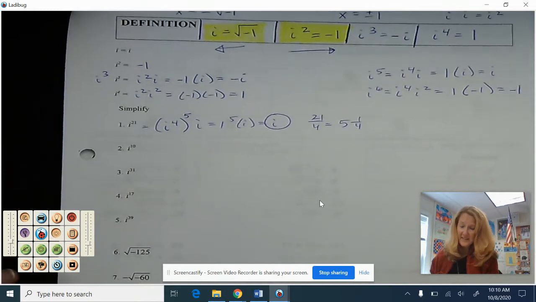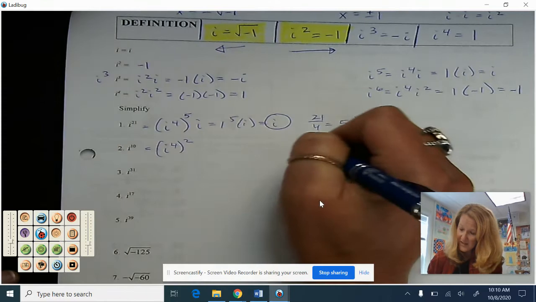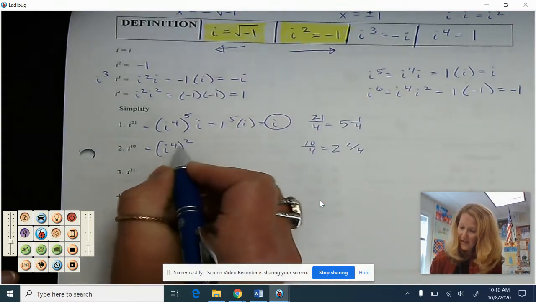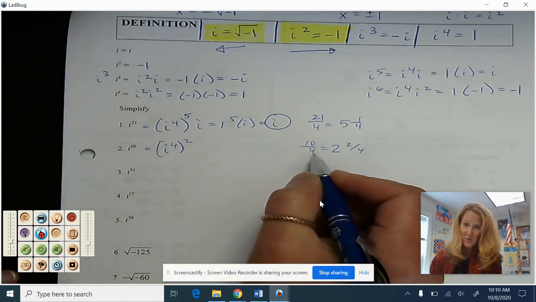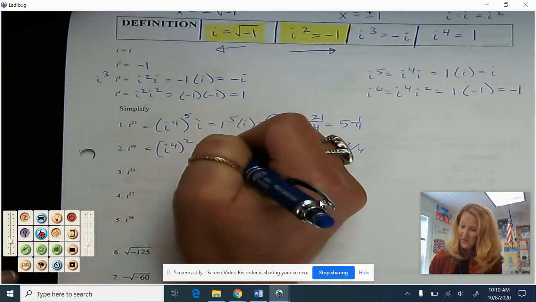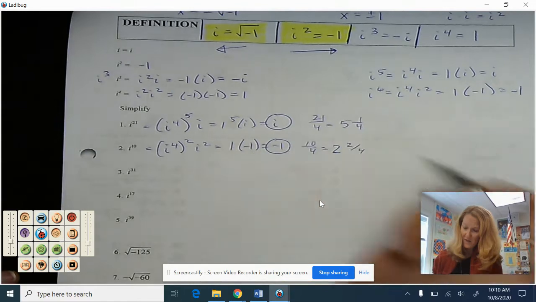Okay, i to the 10th, you would do i to the 4th squared. So 10 fourths is 2 and 2 fourths. So this is going to be your 8, your group of 8. So 2 groups of 4. So this is 8, and then you have i squared. So that's going to be 1 times -1. So this is just -1.